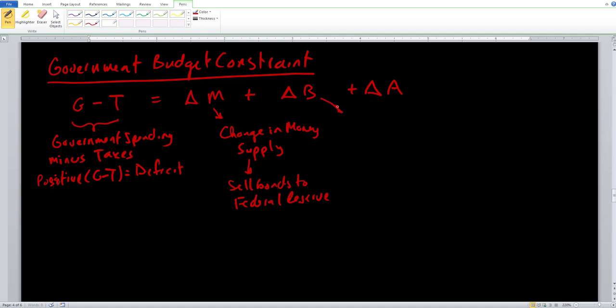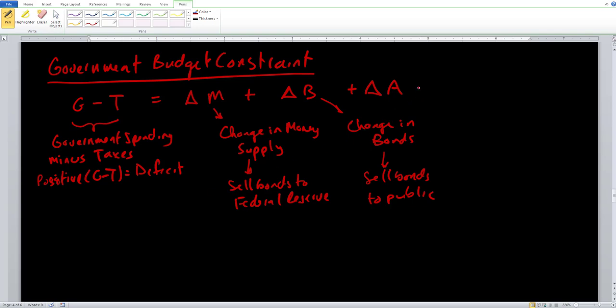Next, we take a look at the change in B, and the change in B is going to be the change in bonds. So the federal government can also sell bonds to the public, so to people like you and I, they sell bonds to banks, they sell bonds to foreign countries. Everybody wants a piece of US national debt, and that's where the change in B, the change in bonds, is going to come into play. These first two categories, the change in M and the change in B, are the most typical ways the government is going to finance its deficits. The vast majority, the biggest percentages, come from selling bonds to the Federal Reserve and selling bonds to the public.